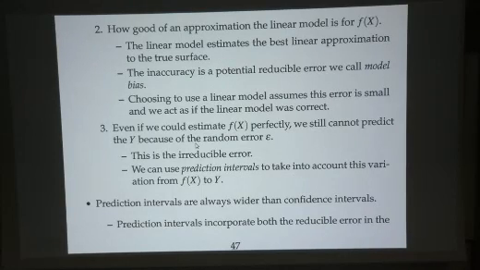How good an approximation the linear model is for f(x) is given by this reducible error. The linear model estimates the best linear approximation to the true surface. The original surface may be nonlinear, but we are only considering the best linear approximation. The inaccuracy in the total potential reducible error is called the model bias. We have seen that the reducible error can be broken down into bias and the variance.